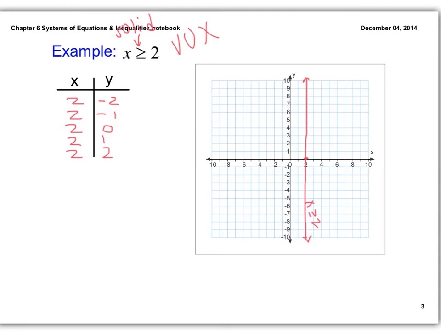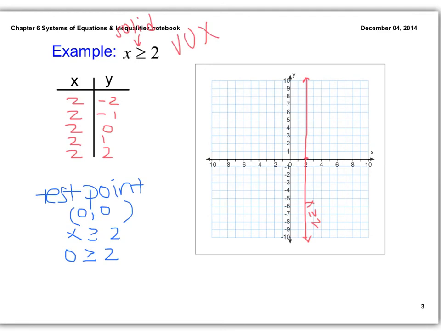Okay, so we need to now pick a test point. So I'm going to pick anything besides a point on the boundary line. So for instance, I'm going to pick the origin, (0, 0). So I'm going to take my inequality, x is greater than or equal to 2, plug it in, and I get 0 is greater than or equal to 2. That's false. So that means if you look at my picture, (0, 0) is to the left of our line. That means we need to shade on the right because the values will be true on the right.